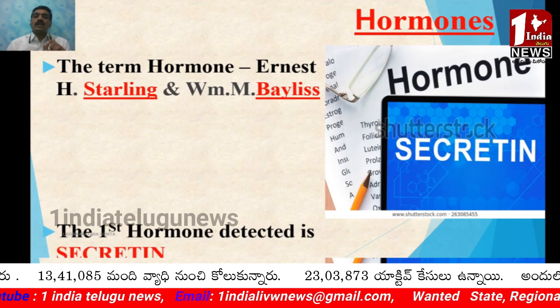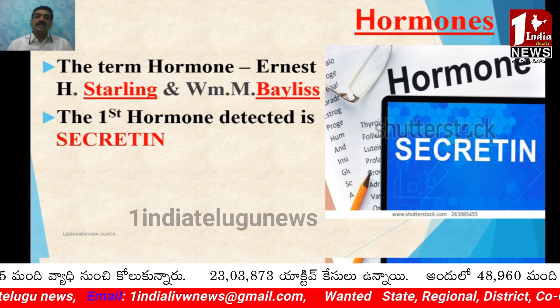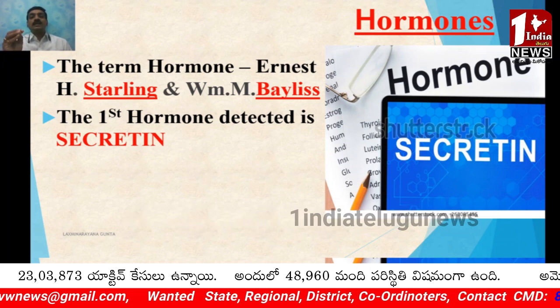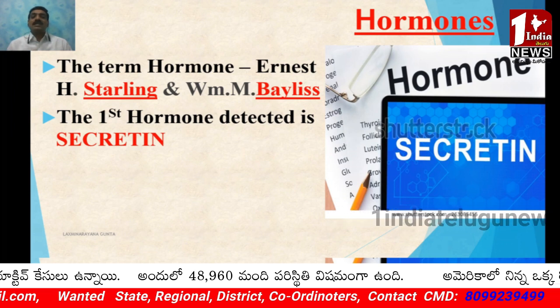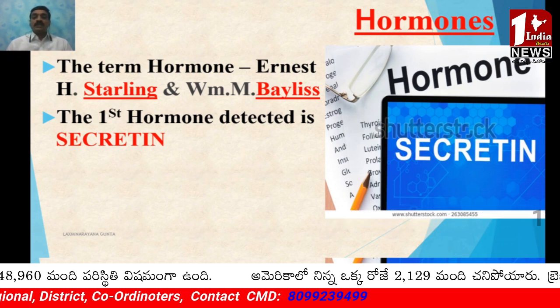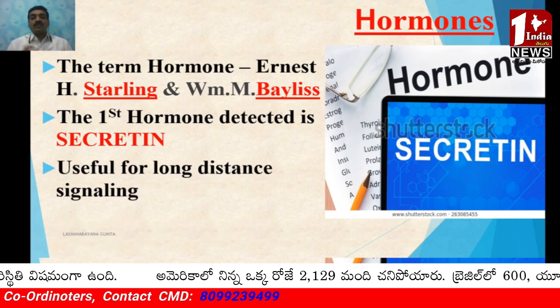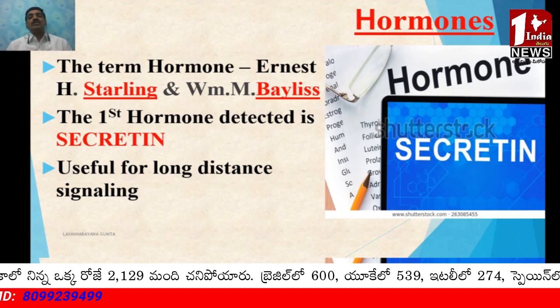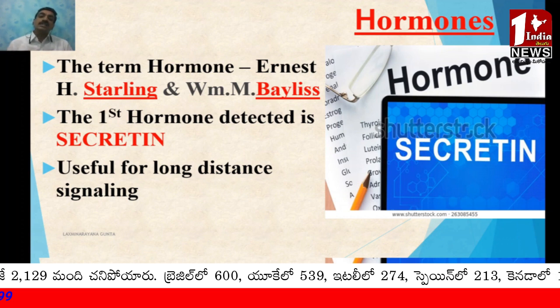The first hormone identified is secretin. Secretin is secreted by the S cells present in the walls of the duodenum. This secretin is the first identified and first detected hormone. These hormones are useful for long distance signaling.